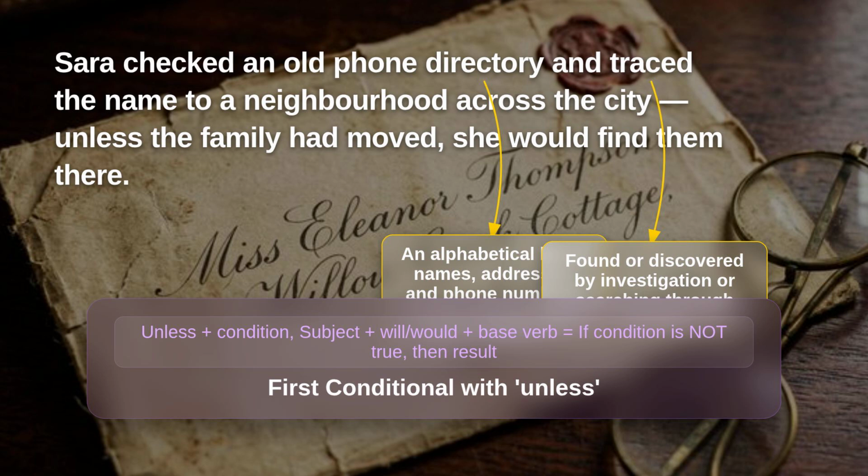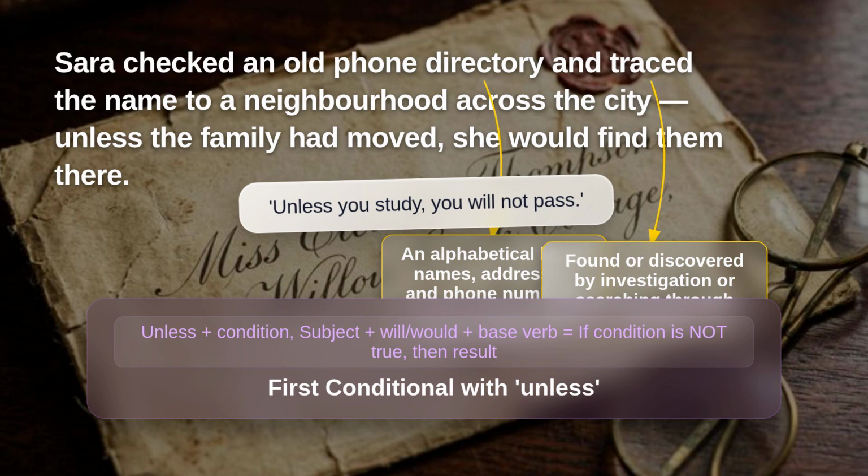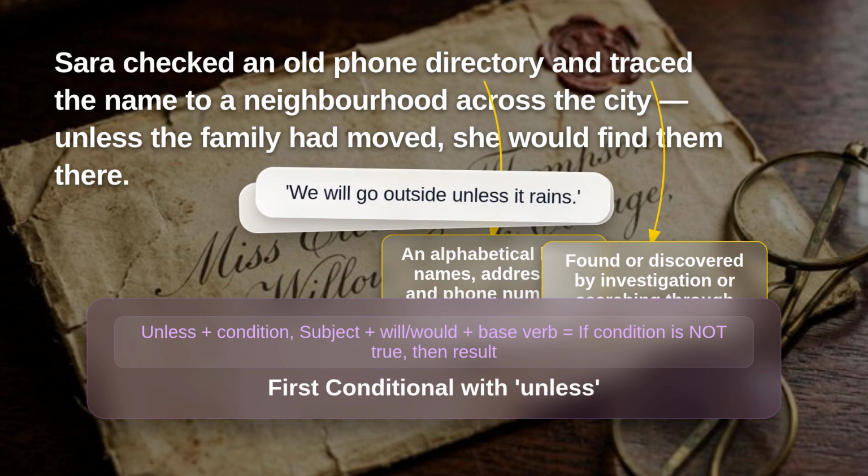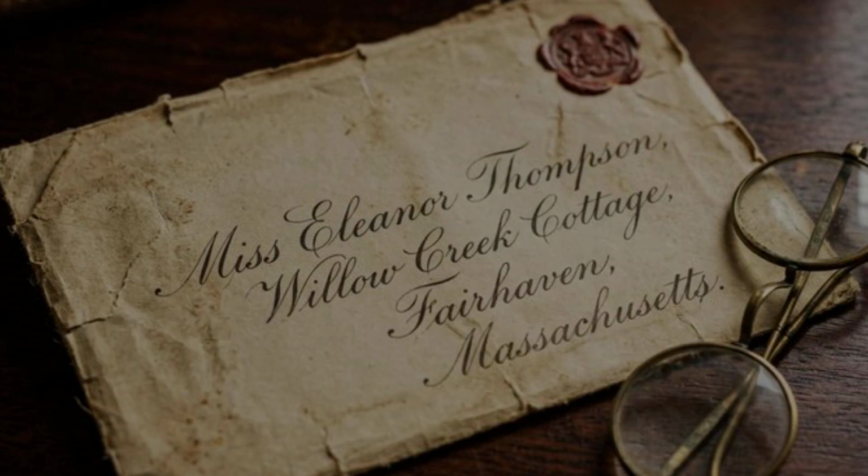Where does unless appear in everyday English? Everywhere. Unless you study, you will not pass. We will go outside unless it rains. Can you make your own unless sentence? Nice. Sarah has found a lead. Let's see if she reaches the right person.